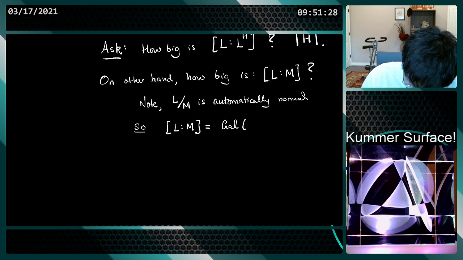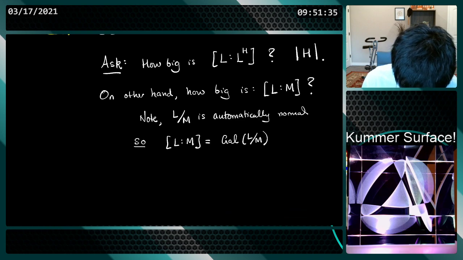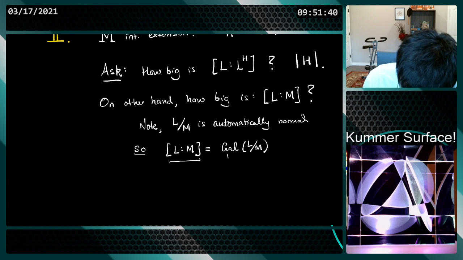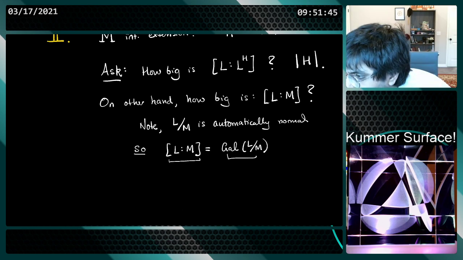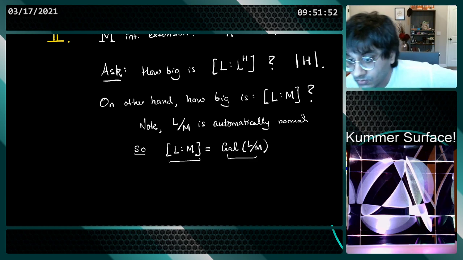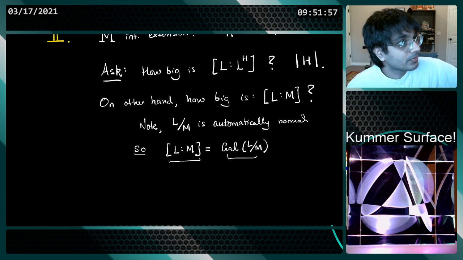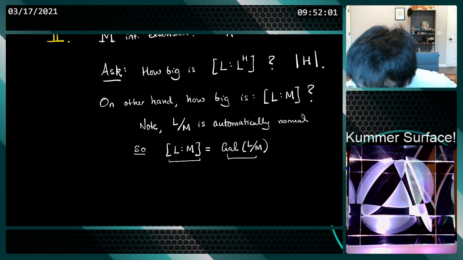Hey, what's going on? And so the size of that extension is the size of the Galois group of L over M. Okay? Wait, what happened? Oh, yeah, it's a wig. Okay.